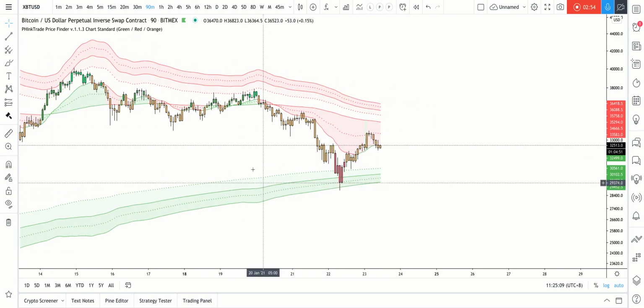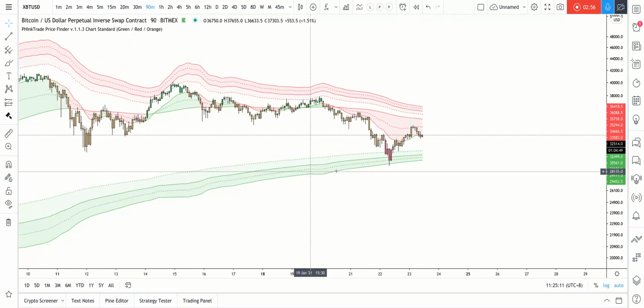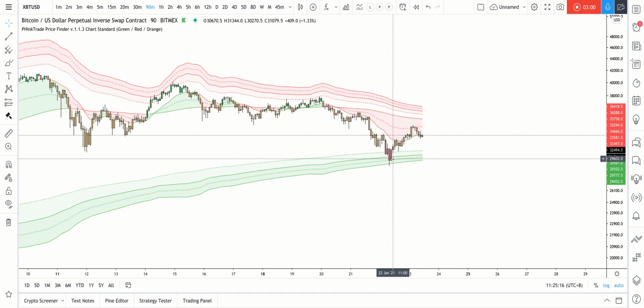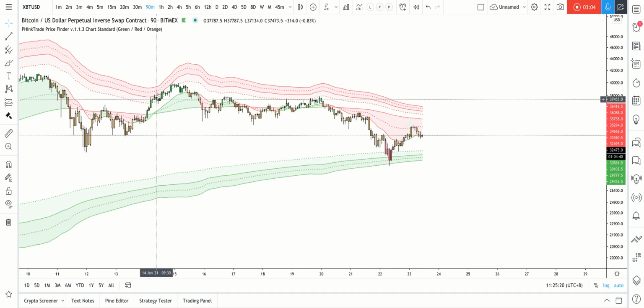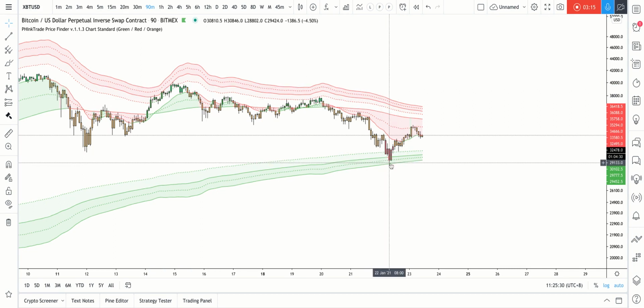So if you are in an uptrend, the lower threshold bands are going to be strong, and the upper ones are going to be soft or weak. And if you have a downtrend, it's going to be the opposite. The lower thresholds will be weak, and the upper ones will be strong.